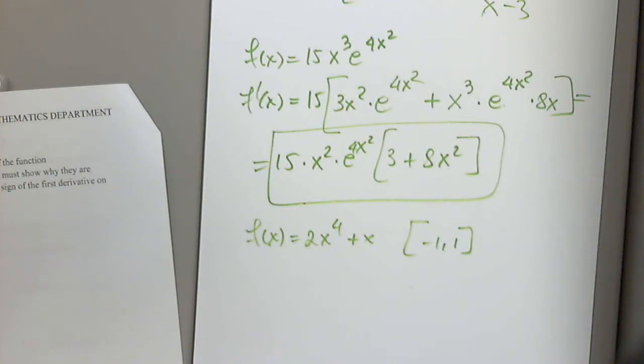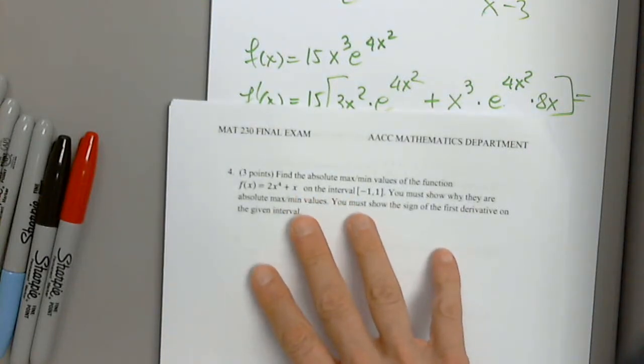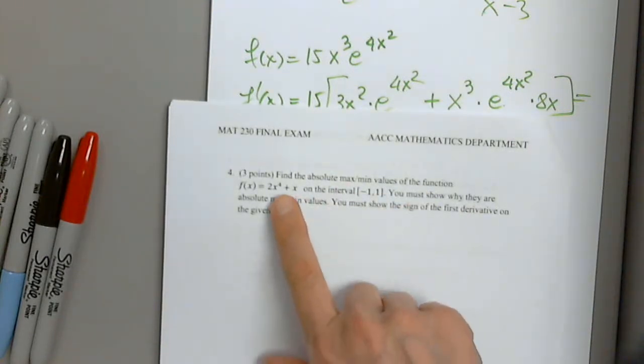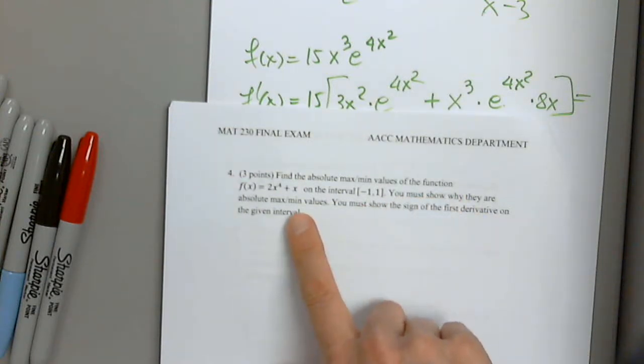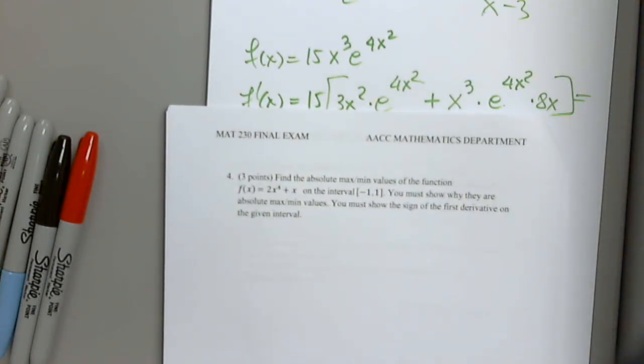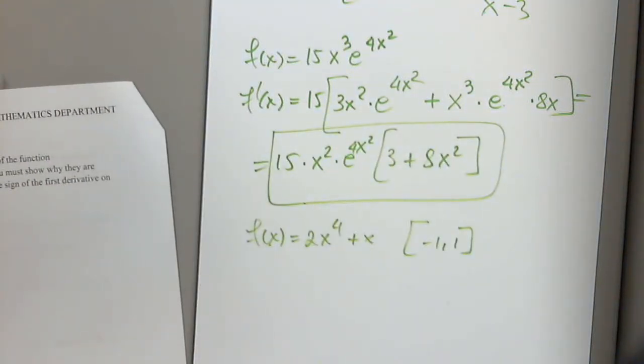This one, we want to graph f of x. No. First you really test. So we don't want to graph. This is not a graphing situation. Find the absolute max and min values of the function on the interval. You must show why they are absolute max and min. You must show the sign of the first derivative on the given interval. We are not graphing. We're just doing our chart, right? Correct. Just for the first derivative and the function, nothing else.